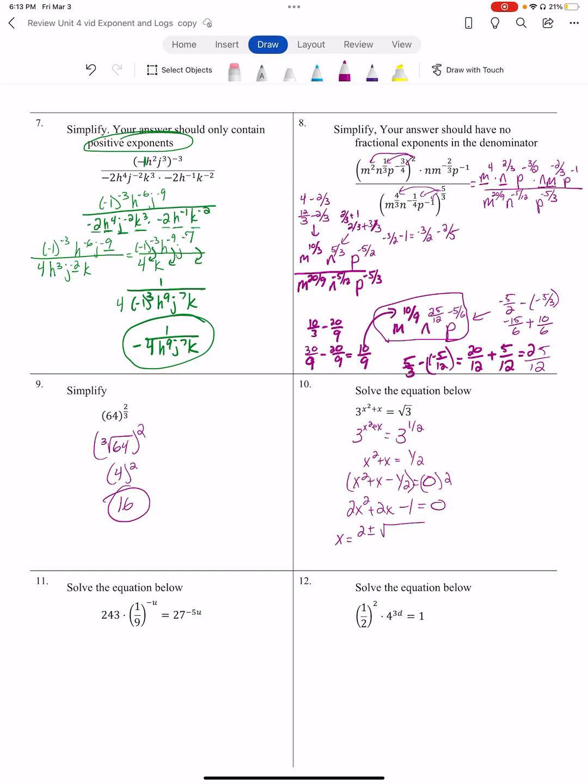negative 2 plus or minus the square root of 2 squared minus 4 times 2 times negative 1, all over 2 times 2, which is equal to negative 2 plus or minus the square root of 4 plus 8, which is 12, over 4. I simplify my radical: negative 2 plus or minus 2 radical 3 over 4, which I could simplify by canceling a 2. So you could also have negative 1 plus or minus radical 3 over 2. So either of these are acceptable.